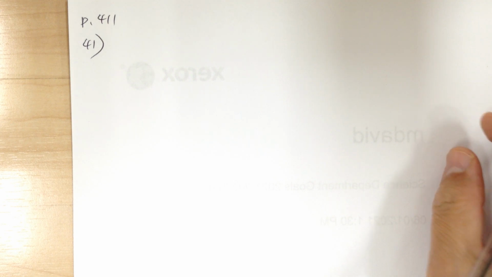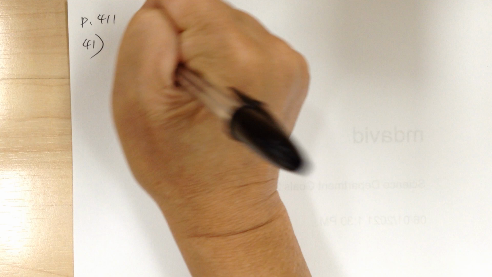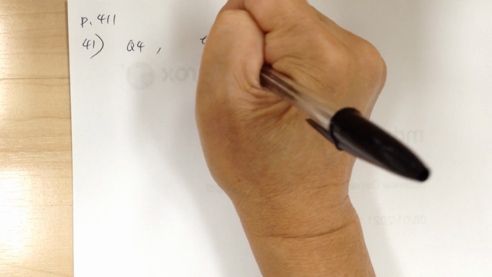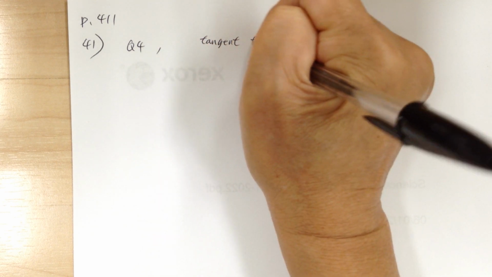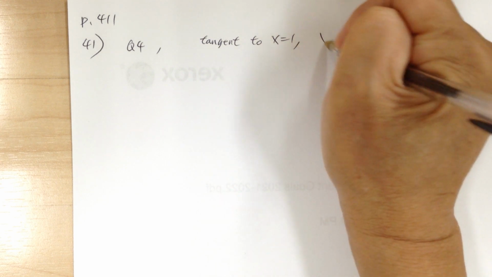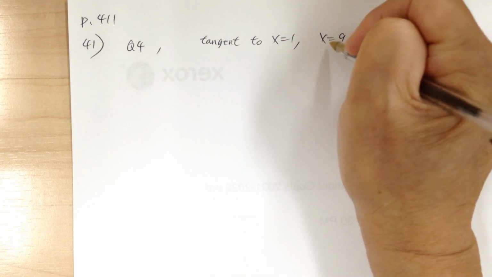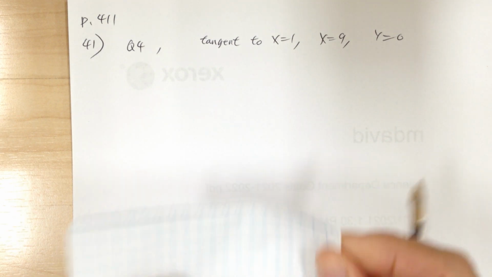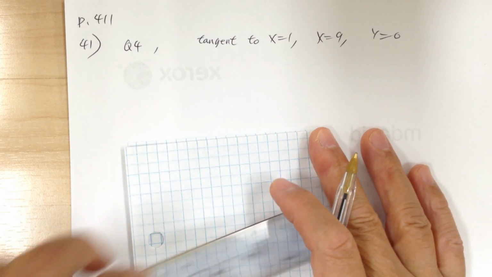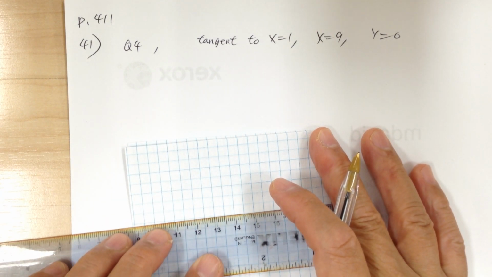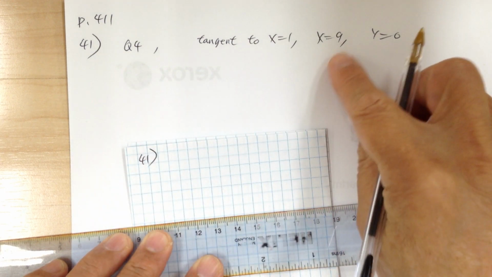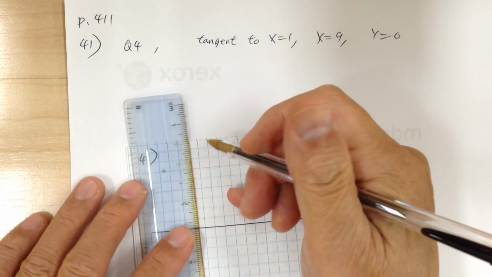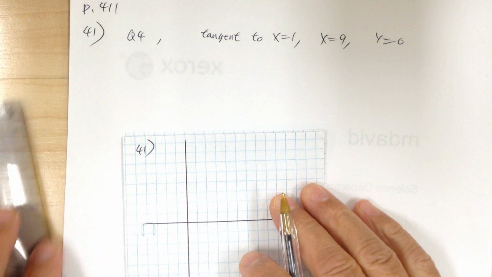The center is in quadrant 4, and the circle is tangent to the lines x equal to 1, x equal to 9, and y equal to 0. It sounds complicated, but actually it's fairly easy because they give you a lot of information. So this is number 41. Since we're going to have a 9, we need to have lines right over here.